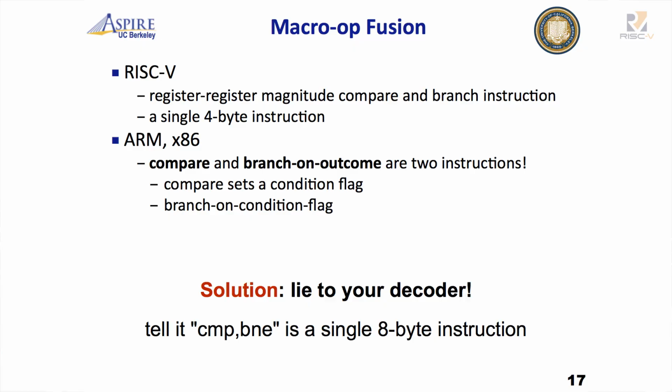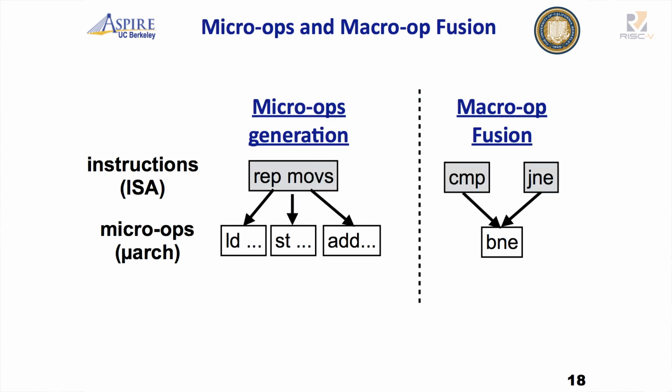Now that may sound horrible to spend 2 instructions on every loop, but in actuality it's not that bad. You just lie to the decoder, telling it that every time it sees a compare followed by a branch, it's just a single larger instruction. So this is how they get around some of these ISA quirks. Those are the 2 ways that we can be misled by the instruction count, either inflated or deflated.